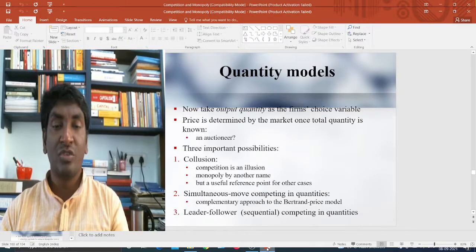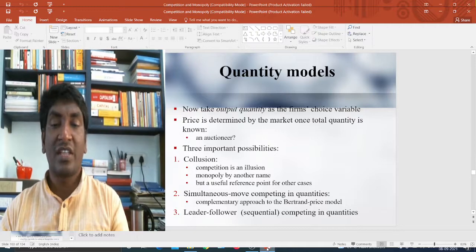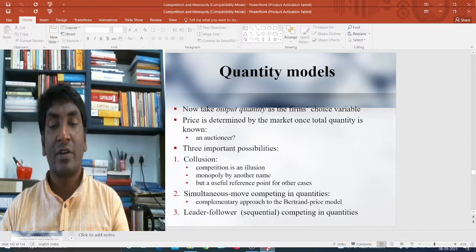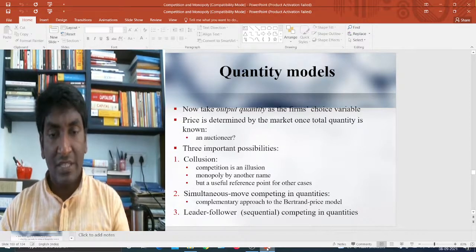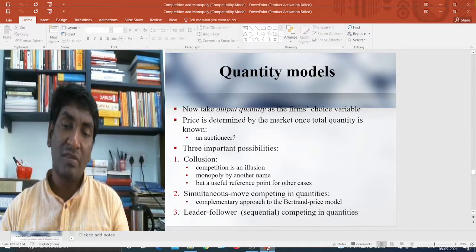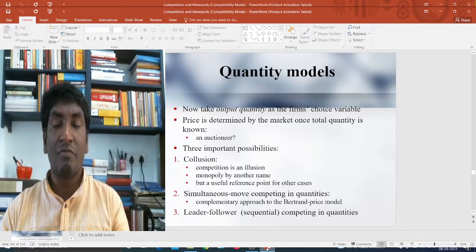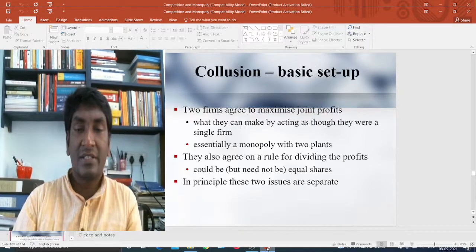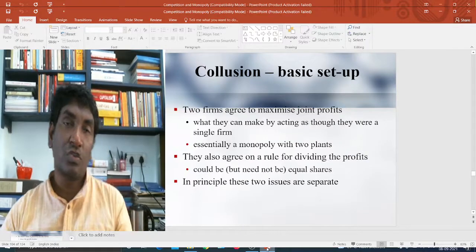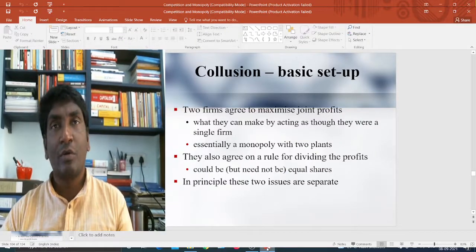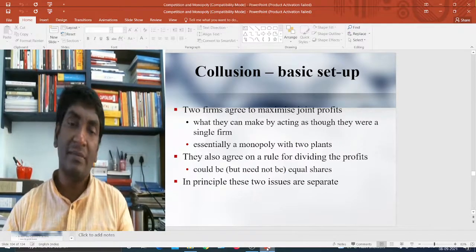First one is collusion, where competition is an illusion, monopoly by another name, but a useful reference point for other firms. The second one is simultaneous-move competition in quantities, and the third one is leader-follower competition in quantity. So these are the three different sets of responses which you can find given this particular understanding. So let's look into them one by one. Collusion, basically the basic setup.